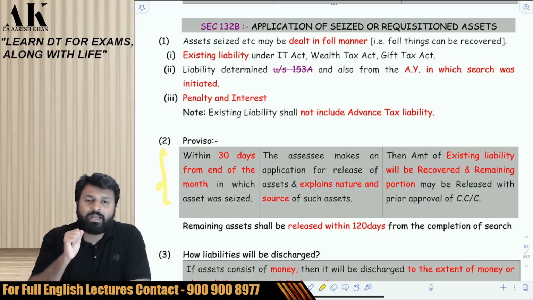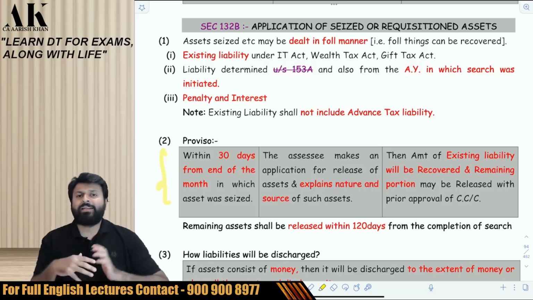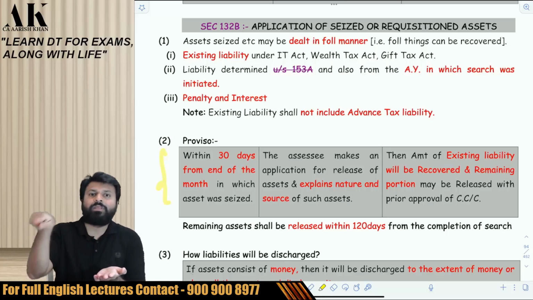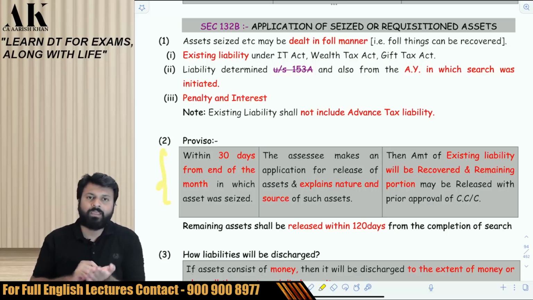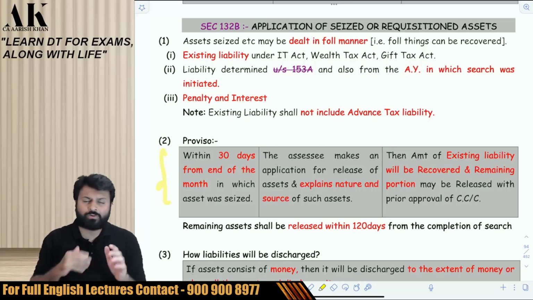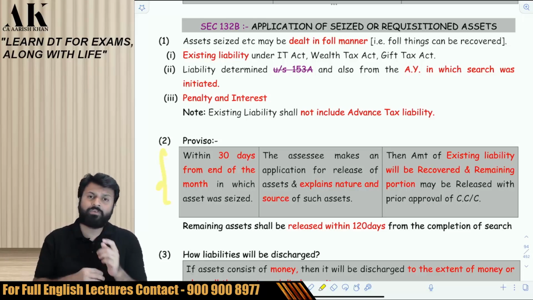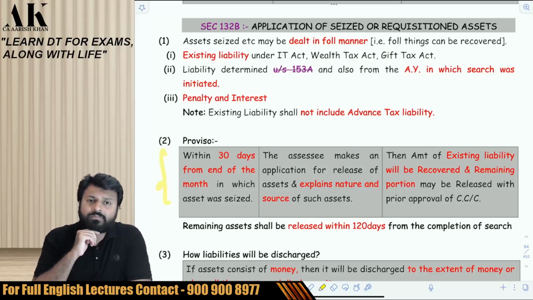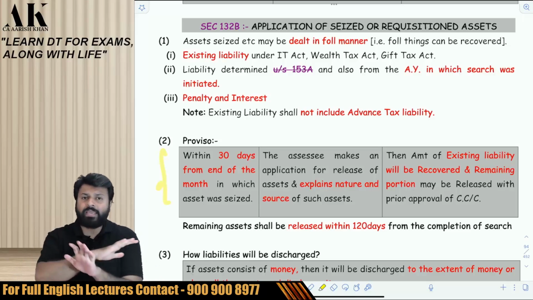Check. And within how many days will they return the remaining assets? Within 120 days from the completion of search, they will return your assets. So for that criteria, when do you have to go? Within 30 days from the end of the month in which the search is completed. You have to explain the nature and source of that asset, from where you have got it. Because on the day of search, you are very nervous and not able to explain on that day. So the government is giving you an opportunity of 30 days after that.